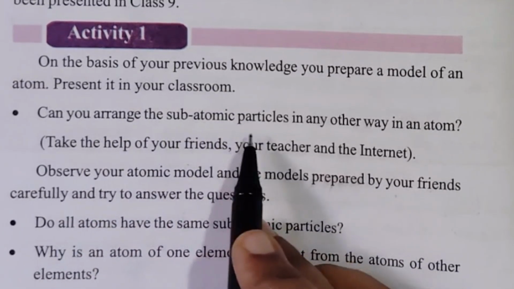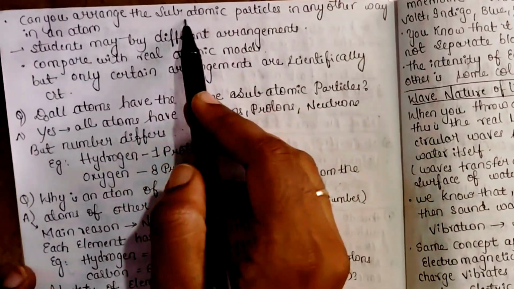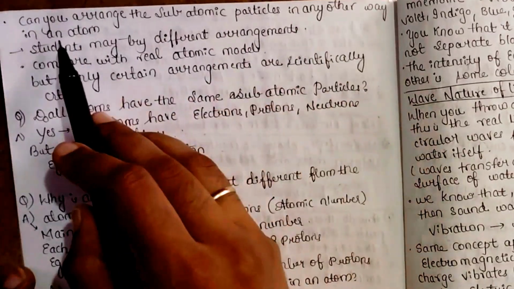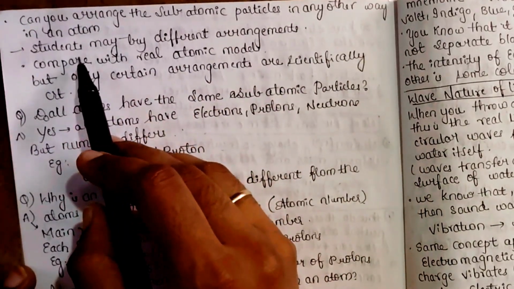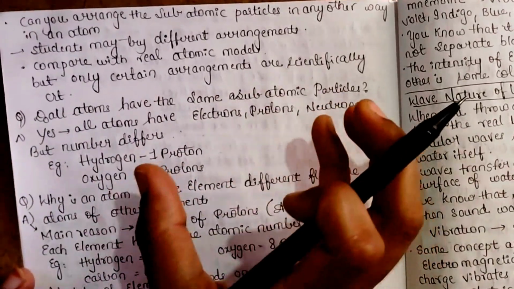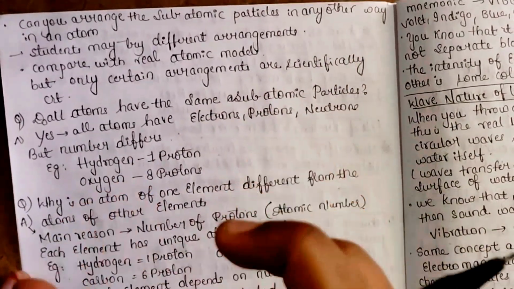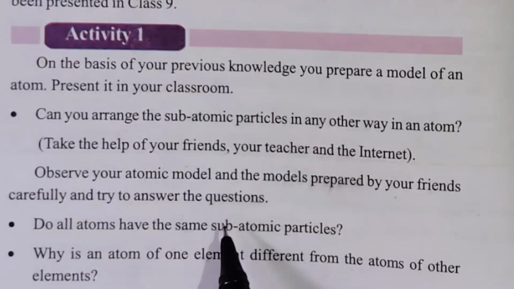Can you arrange the subatomic particles in any other way in an atom? Students can try different arrangements, but we can't keep the exact real atomic models. We can arrange them, but it will not be exactly the scientific way.